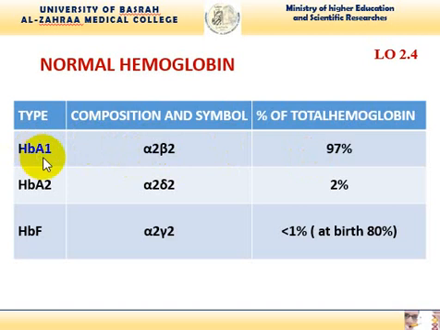So hemoglobin A1 is composed of alpha 2 and beta 2 and represents about 97% of the total hemoglobin. Hemoglobin A2 consists of alpha 2 and delta 2 and represents about 2%. Hemoglobin F consists of alpha 2 and gamma 2 and represents about 1% of adult hemoglobin, while at birth it is about 80%. And as I mentioned before, hemoglobin F disappears from the circulation by the age of 6 months.